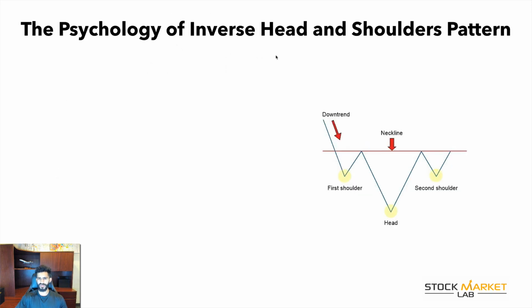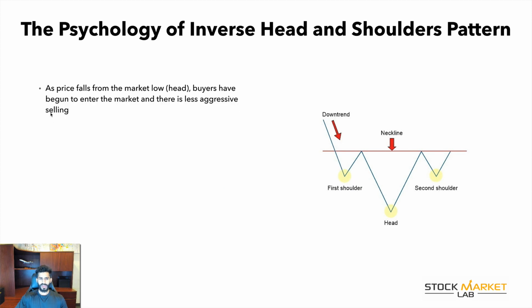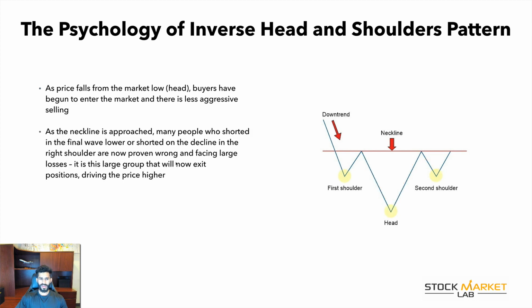Now, what's the psychology of the inverse head and shoulders? As prices fall to a market low, buyers have begun to enter the market and there is less aggressive selling. Next, as the neckline is approached, many people who shorted in the final wave lower, or shorted on the decline in the right shoulder, are now proven wrong and facing large losses. It is this large group that will now exit positions, driving the price higher.